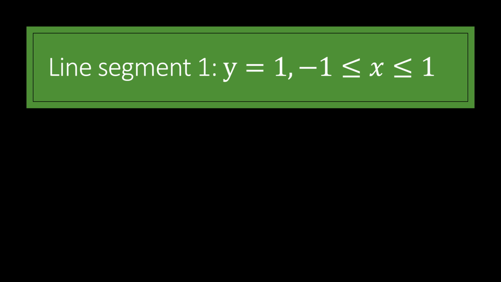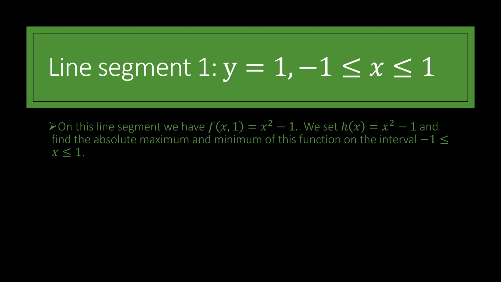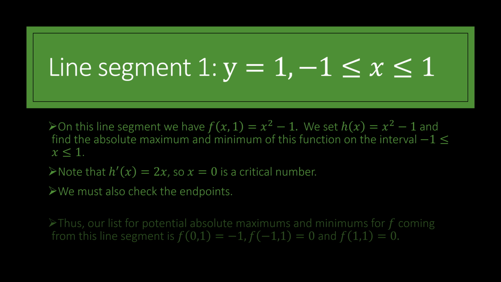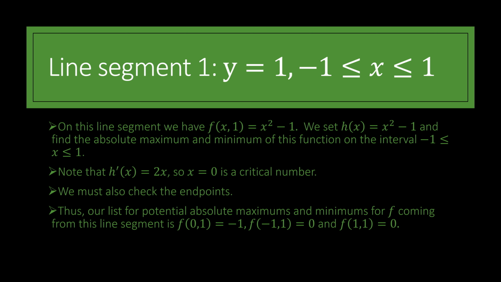We go to line segment 3, when y is equal to 1, and now we're letting x go between minus 1 and 1. So we have f of x, 1 is x squared minus 1. Again, this becomes a function of one variable. So we'll set h of x to be x squared minus 1 and find the absolute maximum and minimum of this function when x is between minus 1 and 1. So again, a Calc 1 problem, same steps. The only critical number is when x is equal to 0. We also check the endpoints, and we get these 3 values. And again, we circle all of these because we're going to need them in the last step.